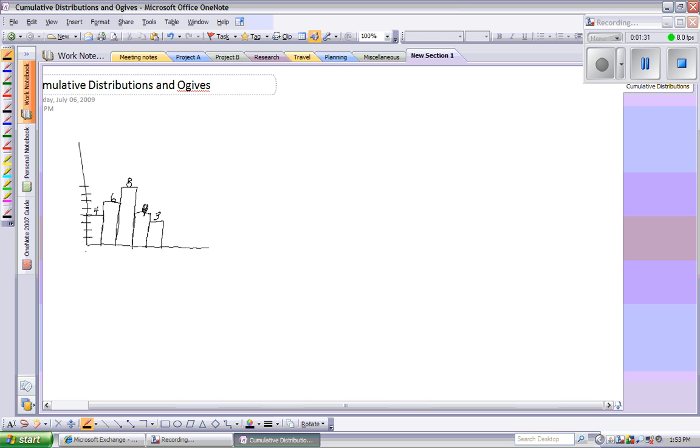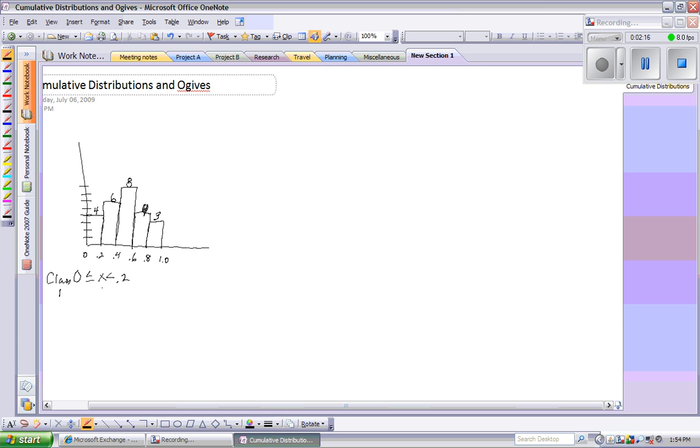And the classes extend from 0 to 0.2, 0.2 to 0.4, 0.4 to 0.6, 0.6 to 0.8, 0.8 to 1.0. What this tells us is there were 4 elements of the sample in the class that extended from 0 to 0.2, not including 0.2, because unless they tell you otherwise, the upper limit of the range is not included. So we had 4 elements between 0 and 0.2. That is the first class, class 1.